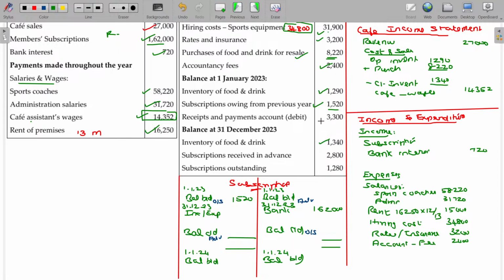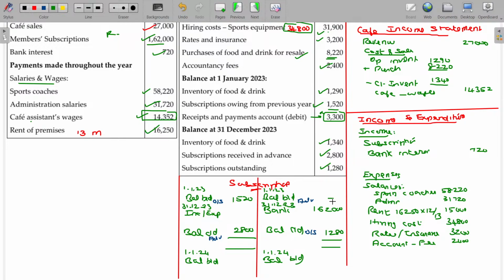And receipts and payment account debit. This is nothing but opening cash balance. We never bother about the cash or bank account to be posted in our financial statement. So as we are not preparing financial position, never bother about this. And subscription received in advance. Current year there is an advance, 2,800 should be your liability. And outstanding is also there, 1,280. In the beginning, we don't have any advance amount.